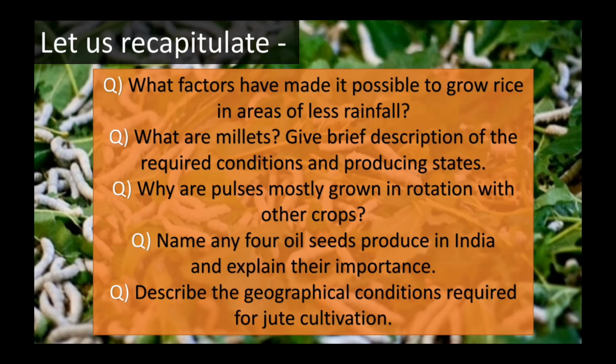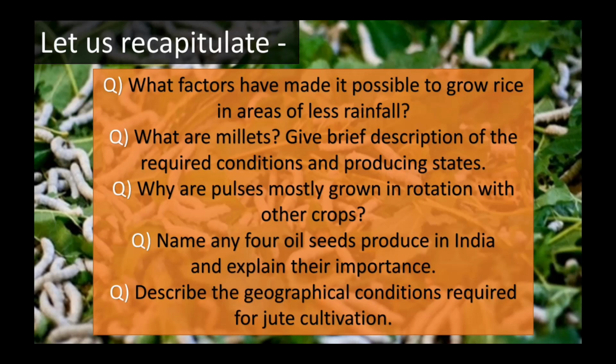Next, dear students, comes: name any 4 oil seeds produced in India. What do you write here? Name any 4 from groundnut, mustard, coconut, sesame, linseed, soybean, sunflower and many more. Importance: what will you write? Most of these are edible in the form of oil, and used as raw material for manufacturing paints, soaps, perfumes, etc. Oil cake is used as cattle feed. Oil cake is also used as fertilizer.